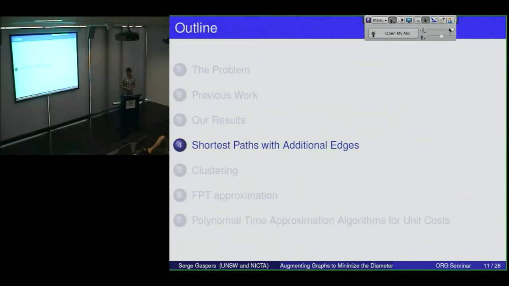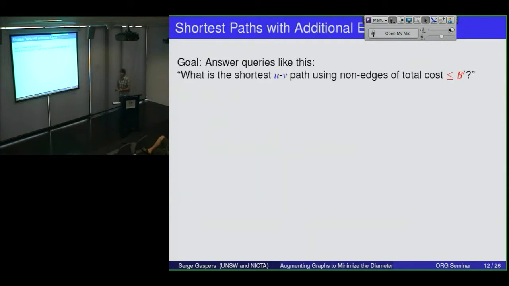So as a warm-up, we can look at a simpler problem, which is to determine the shortest path between two vertices when we can add additional edges to the graph. So our algorithm will need to answer queries like this. What is the shortest path from U to V using non-edges of total cost at most b, or b prime? So how could we do this? Well, we take our graph.